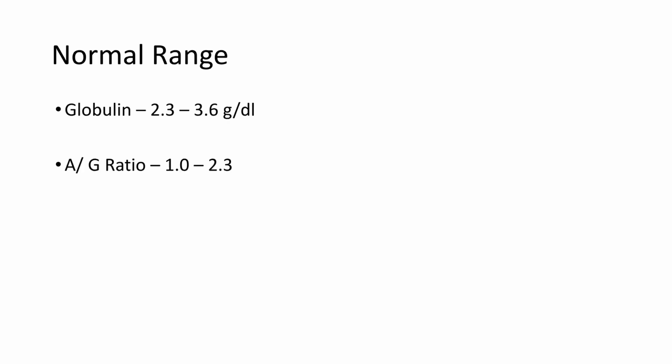The normal range for globulin is 2.3 to 3.6 grams per deciliter. The normal albumin to globulin, or A/G ratio, is 1.0 to 2.3.